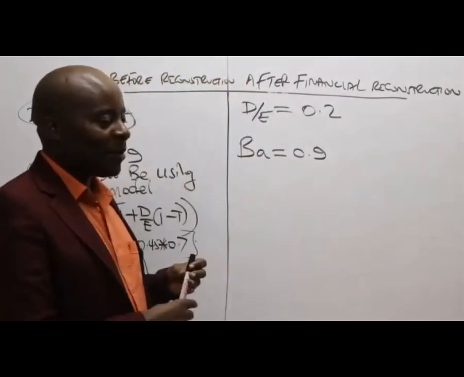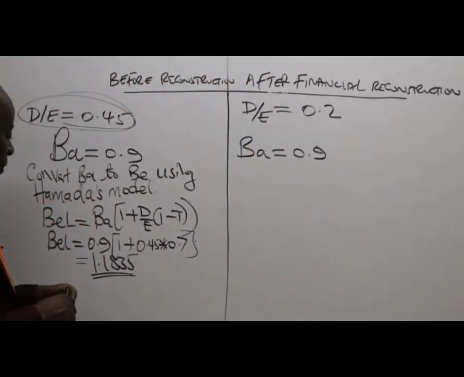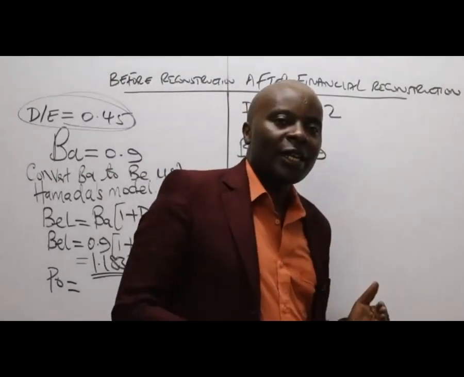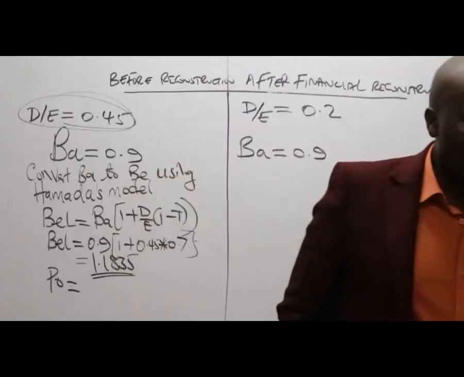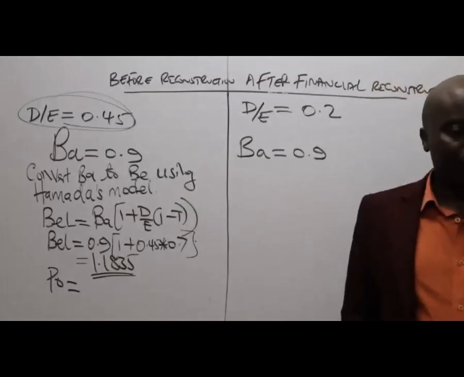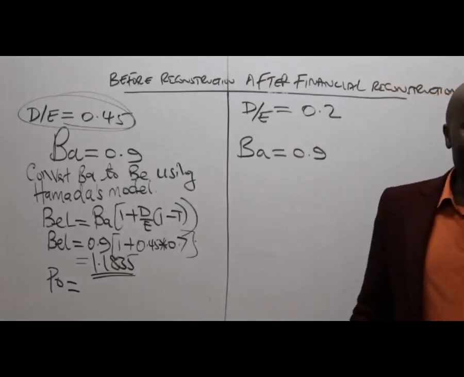Ladies and gentlemen, I would want somebody to come and remind us the formula of getting P0. Is there somebody who can remind us the formula of getting P0? Remember, P0 is the current market price per share. This is the easiest thing.